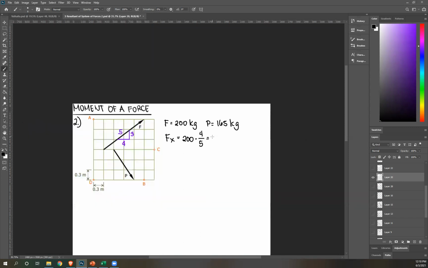160. Do the same for the others. This is kilogram. Fy: same thing, copying the force, 200.